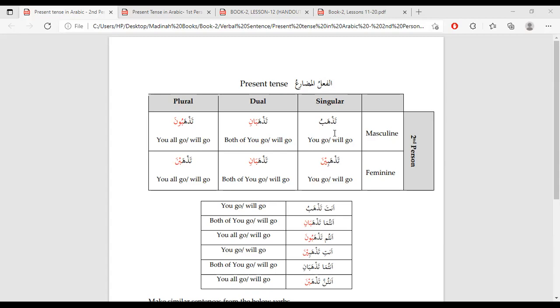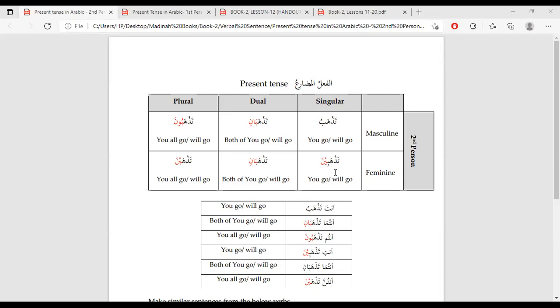So for the masculine singular, we will say tadhabu, anta tadhabu, anta taf'alu, anta ta'malu. And when we talk about the plural, we know that the plural has the sound of una, so it will be tadhabuna. Yani antum tadhabuna, antum ta'maluna, antum taf'aluna, antum ta'kuluna. So the plural will be on the pattern of una, starting with ta, tadhabuna.